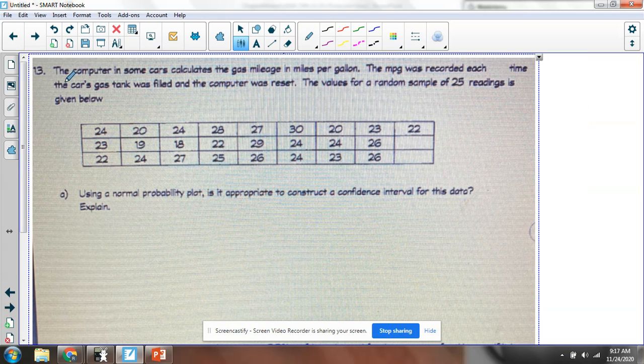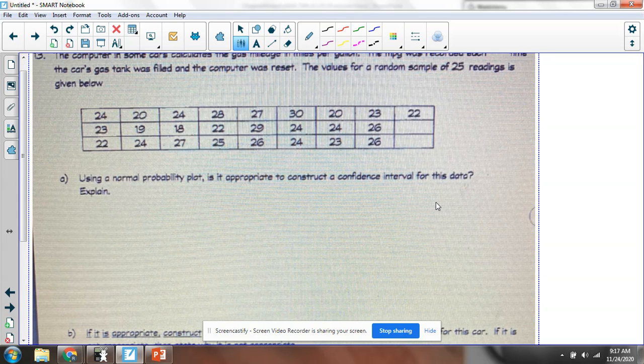And the last one, if I can, there we go. The computer in some cars calculates the gas mileage in miles per gallon. The MPG was recorded. Each car's gas tank was filled, and the computer was reset. The values for a random sample of 25 readings are given below. Using a normal probability plot, is it appropriate to construct a confidence interval for this data?